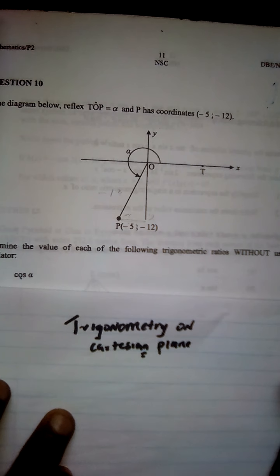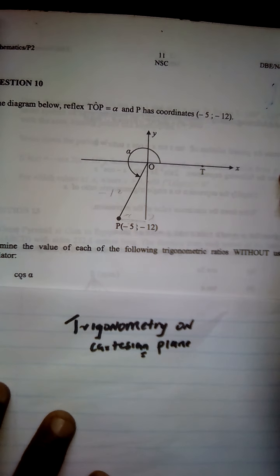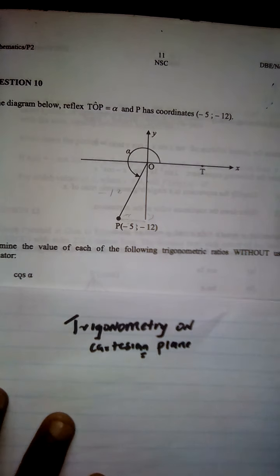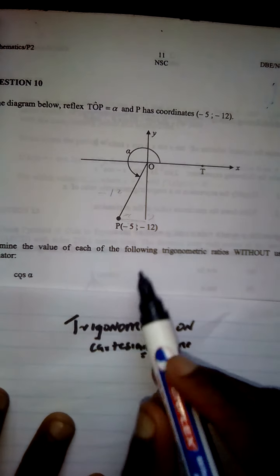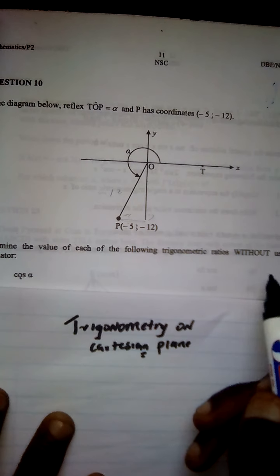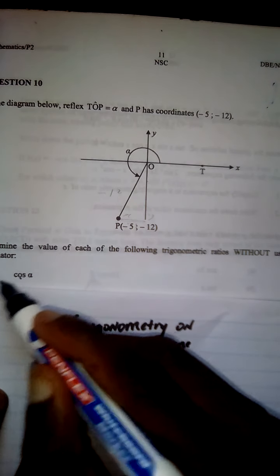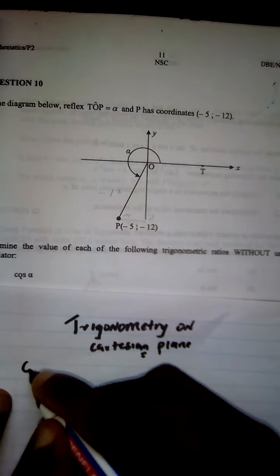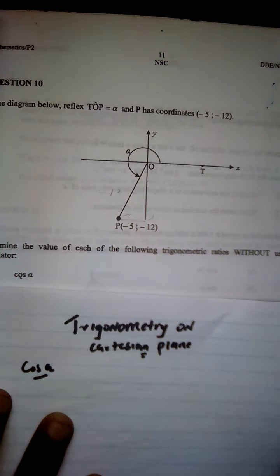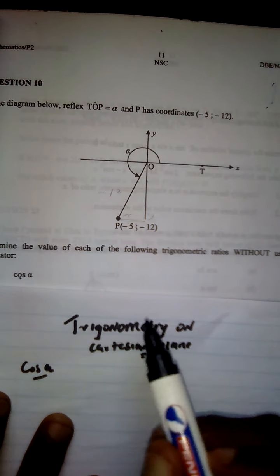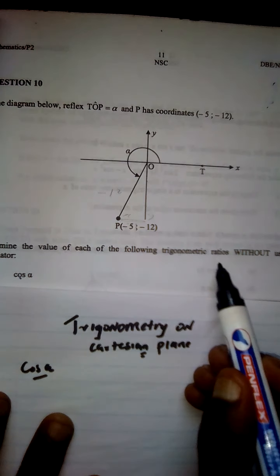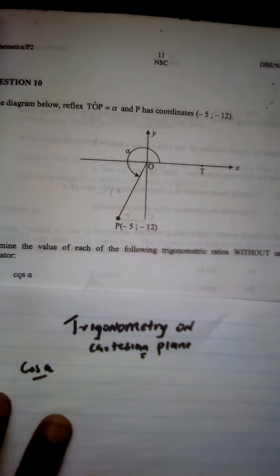So the question that I'm looking at is November 2013, and the question was saying determine the value of each of the following trig ratios without using a calculator. 10.1, they wanted you to determine cos alpha. So I'm going to determine cos alpha with you guys. I'm going to answer the question of November 2013. I'm reading the question again. Determine the value of the following trig ratio without using a calculator.